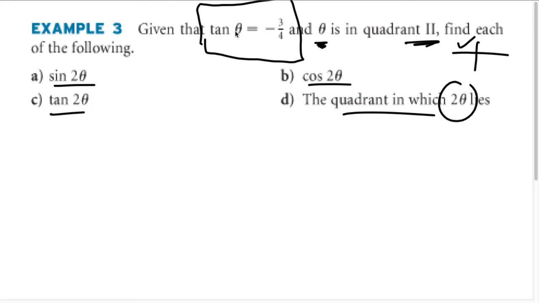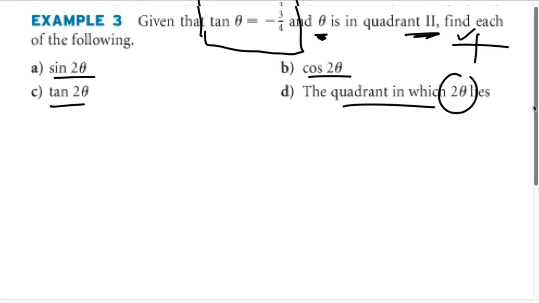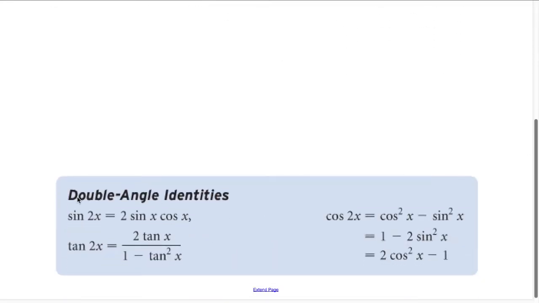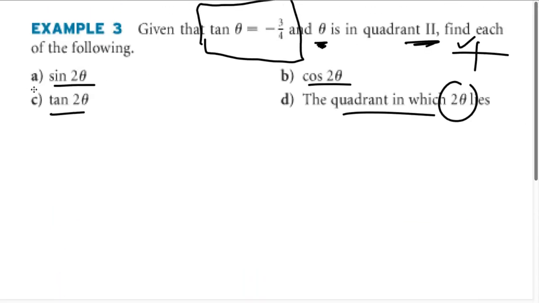Okay, now given that information, maybe I'll take a look at sine 2 theta. If I look at my identity sheet, they do give me an identity that says sine 2 theta is equal to 2 times the sine of theta times the cos of theta. So I want to figure out what the sine of 2 theta is. From that identity, it's 2 times the sine of theta times the cos of theta.